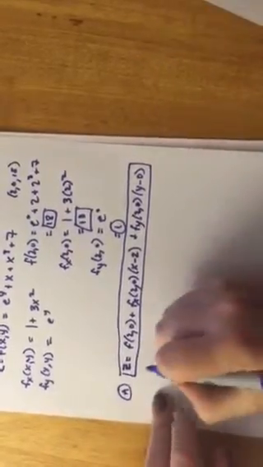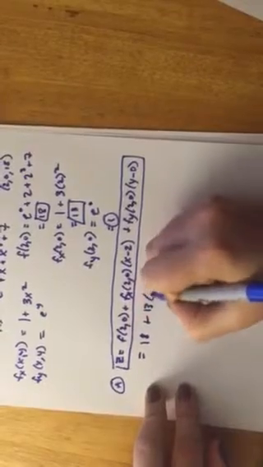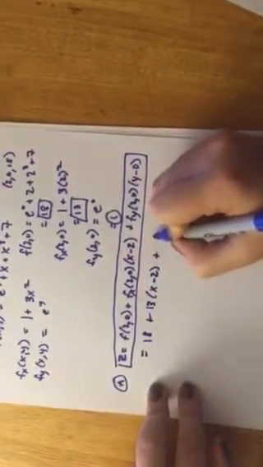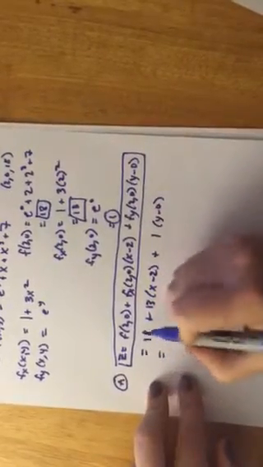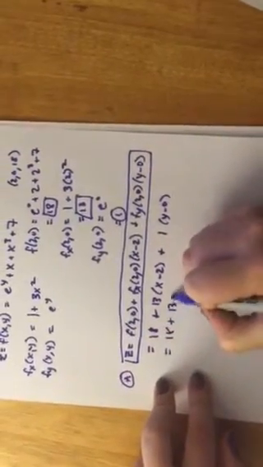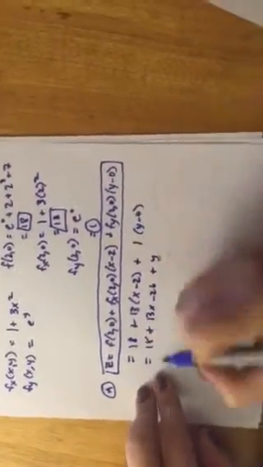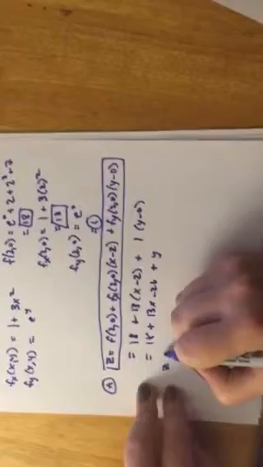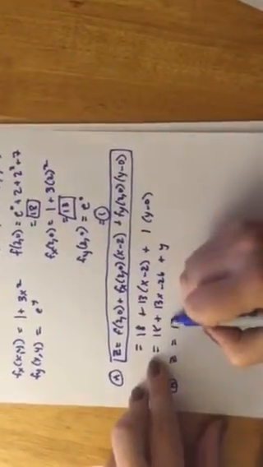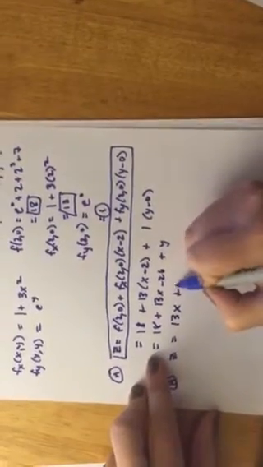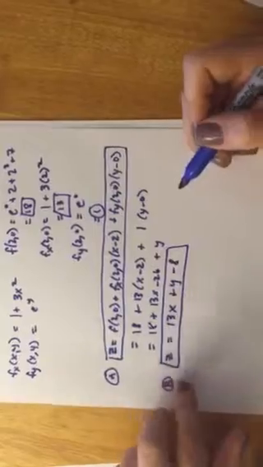And then plugging in our values, it's going to be 18 plus 13 times x minus 2 plus 1 times y minus 0. Break it down further, it's going to be 18 plus 13x minus 26 plus y. And then our final equation, which is the answer to B, the second part, is going to be 13x plus y minus 8. And so that's the tangent plane equation.